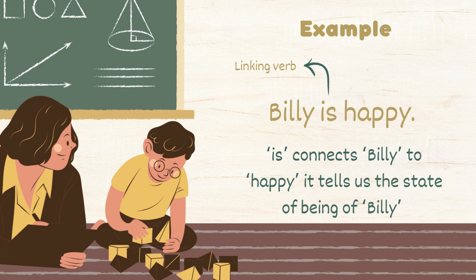Another example. Billy is happy. The linking verb is connects Billy to happy. It tells us the state of being of Billy.